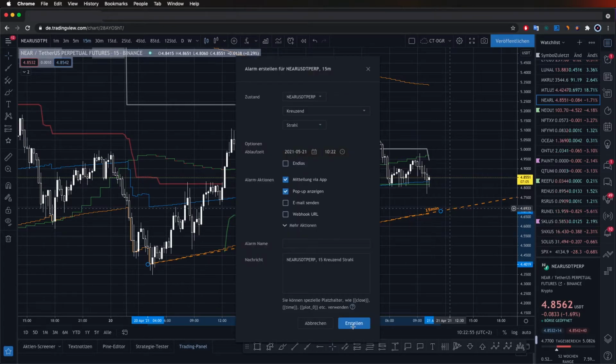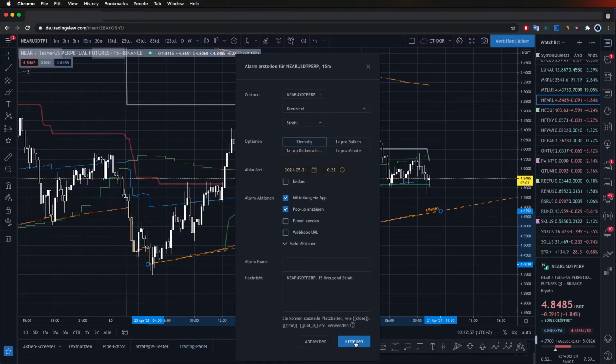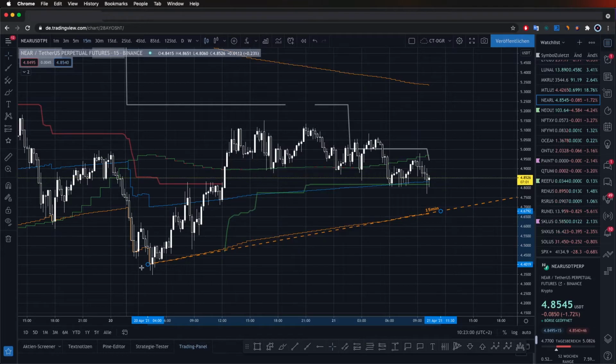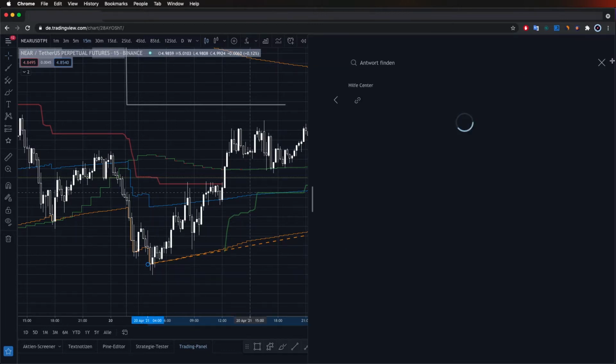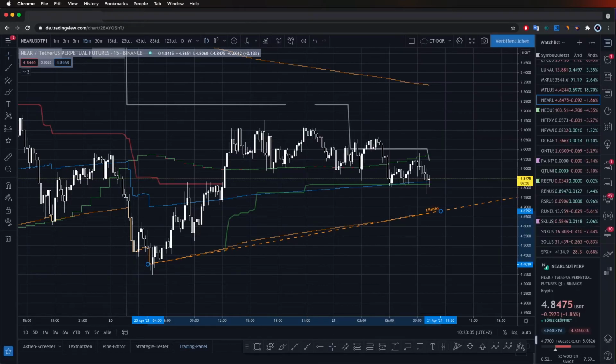Oh, computer is a little bit slow at this point. Oh, now there will be a sign. Whoa, sorry, I was hitting the wrong button before.